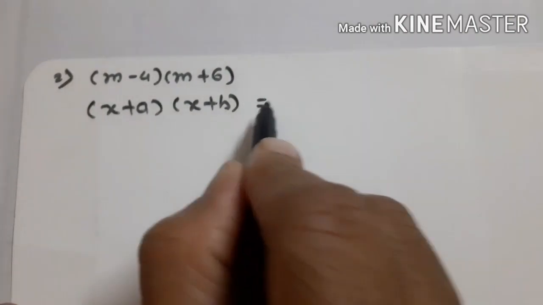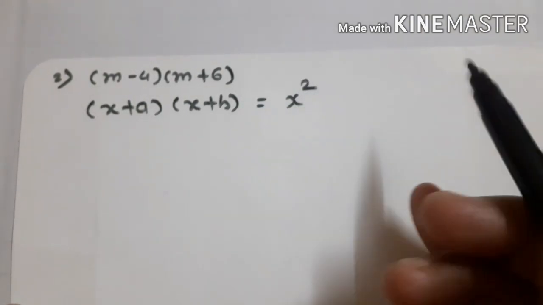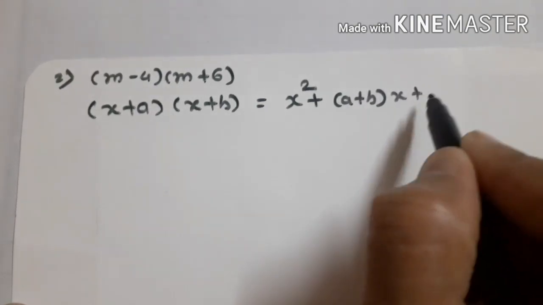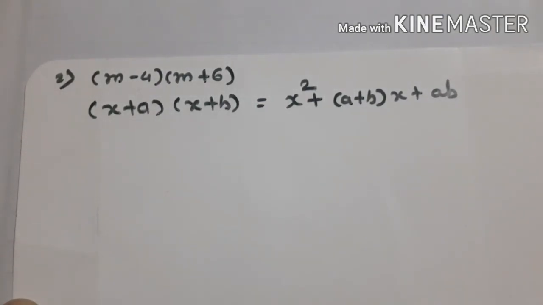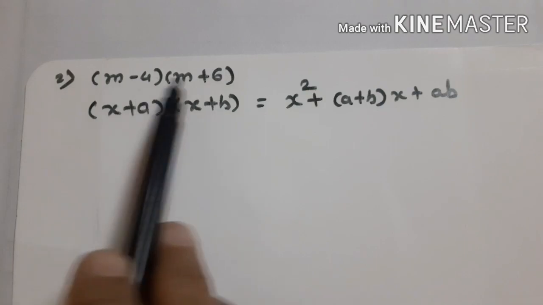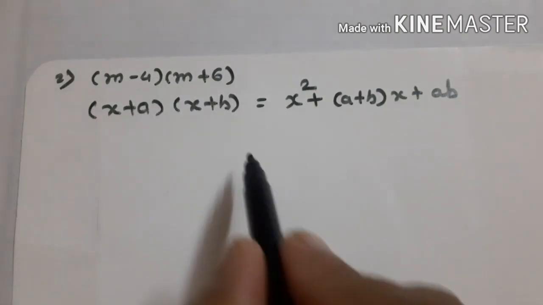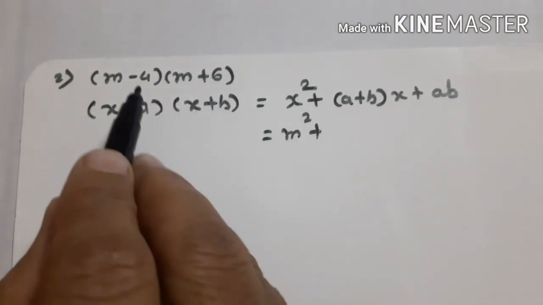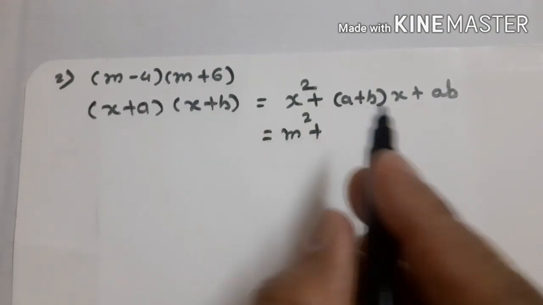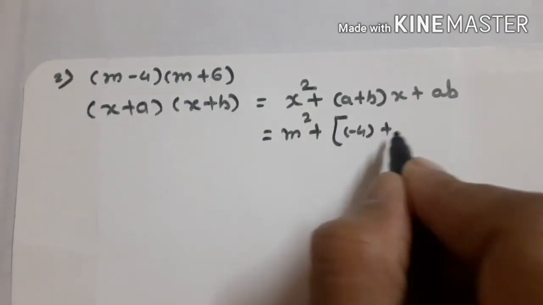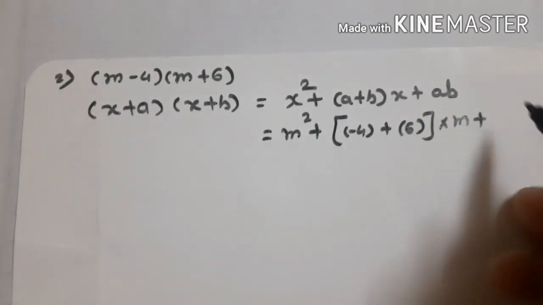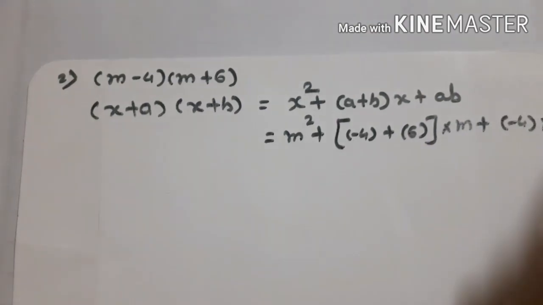Now we write x plus a and x plus b. First we write the first term square plus the sum of the second terms into the first term plus the product of the second terms. In this way we write and say it again and again, and automatically we learn this formula. The given example is expressed in the given form. What is the first term? m. Write m square plus. What are the second terms? a is minus 4 and b is 6, into the first term m.